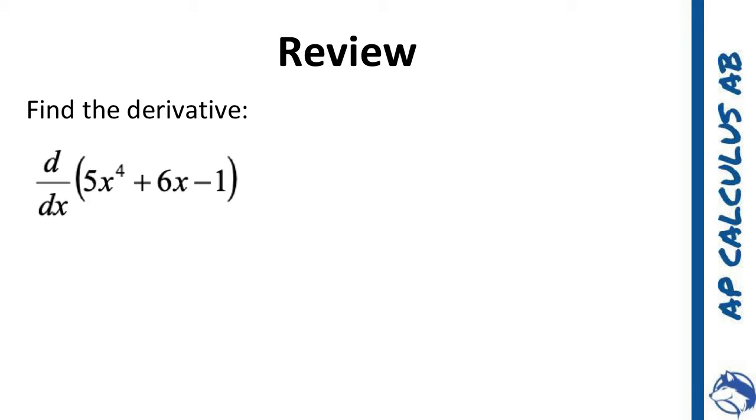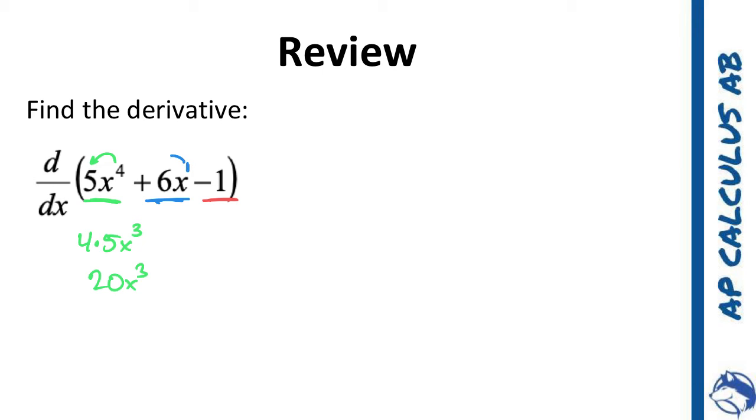Just a quick review, if we are taking the derivative of a polynomial like this, we're going to treat each piece individually. So if they're separated by addition or subtraction, we're able to do these separately. So anytime I take the derivative, this is using the power rule. This comes down front, and we subtract 1 from it. So this becomes 4 times 5x to the third, which is 20x to the third.